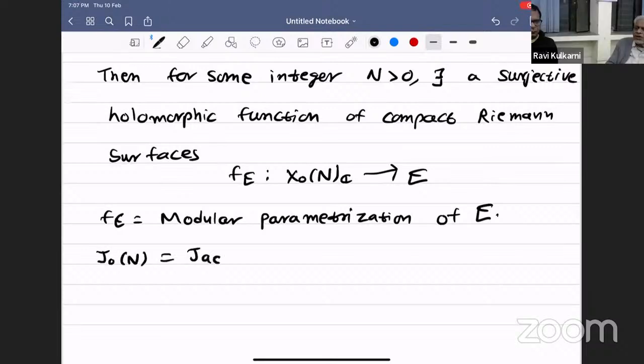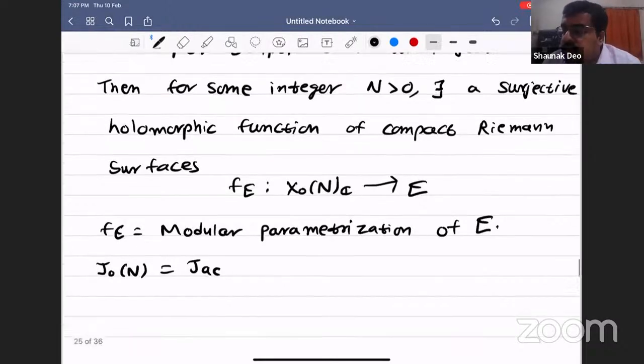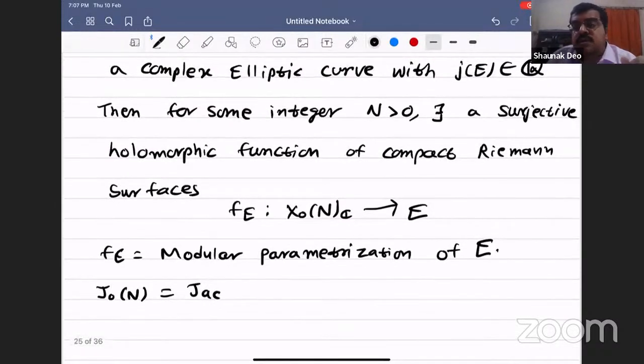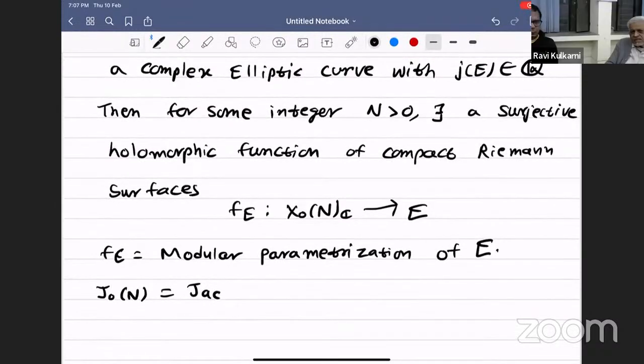Could you recall for me how you make X_0(n) an elliptic curve for all n? No, X_0(n) is not an elliptic curve. This theorem says that there is a map from X_0(n) to E. Given an elliptic curve, there is a map, but I'm not going to prove the theorem. The proof is very hard. But you said holomorphic function of compact Riemann surfaces. Yes.